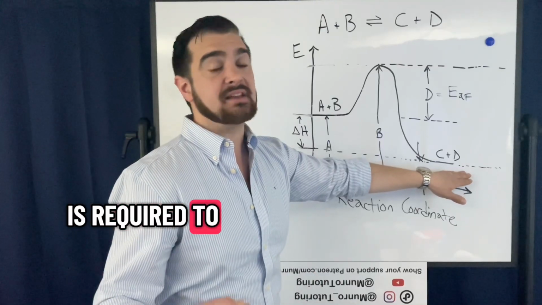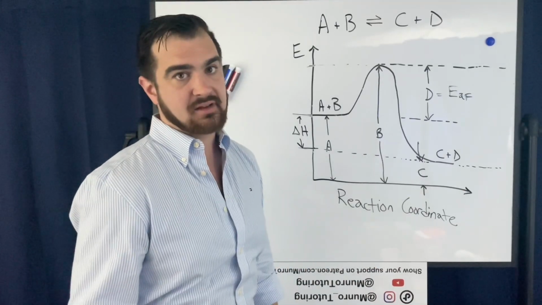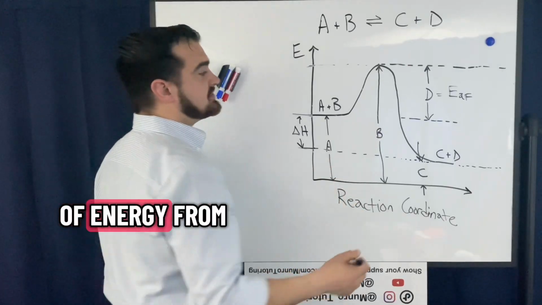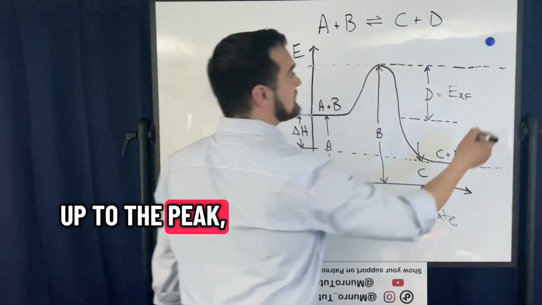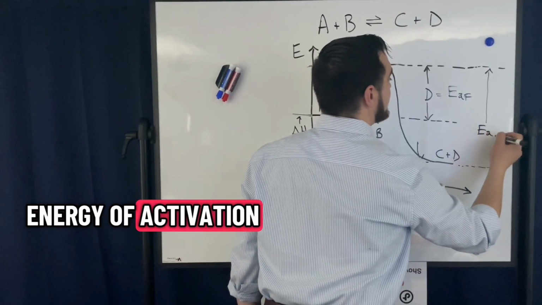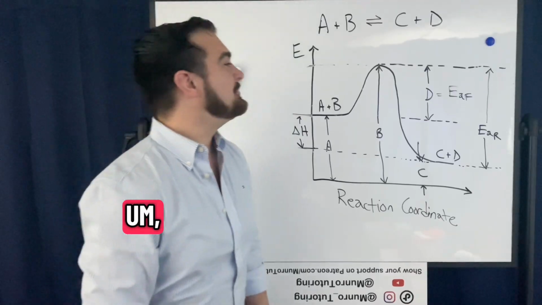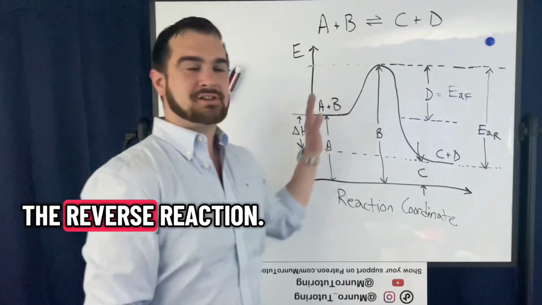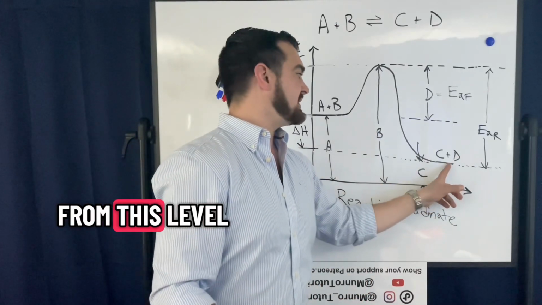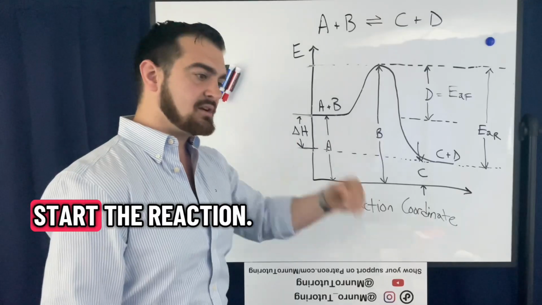How much energy is required to get the reaction started? In other words, what is the activation energy of the reverse reaction? Well, we have to go from wherever we're starting to the top of the hill. So the amount of energy from C and D up to the peak is the energy of activation for the reverse reaction. Over here, that is the activation energy of the reverse reaction. From wherever you're starting up to the top of the hill, that's your activation energy. If you're going this way, it's from this level up to the top. If you're going forward, it's from this level up to the top. Activation energy to start the reaction.